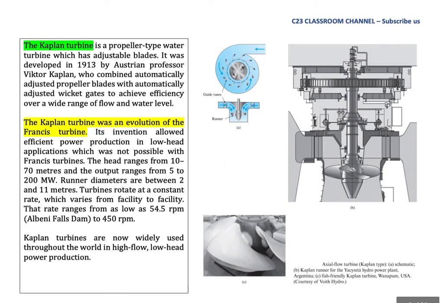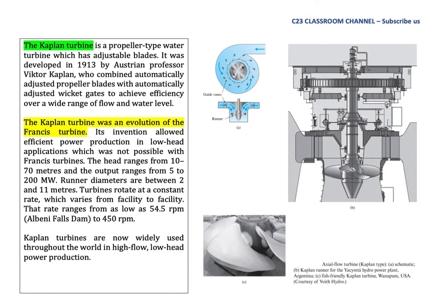And this is the Kaplan turbine. The Kaplan turbine is a propeller-type water turbine which has adjustable blades. It was developed in 1913 by Austrian professor Viktor Kaplan, who combined automatically adjusted propeller blades with automatically adjusted wicket gates to achieve efficiency over a wide range of flow and water level. The Kaplan turbine was an evolution of the Francis turbine. Its invention allowed efficient power production in low head applications, which was not possible with the Francis turbine.